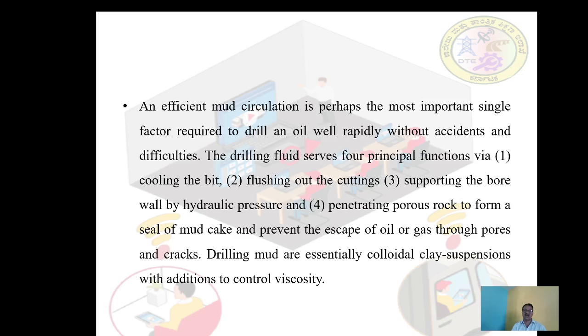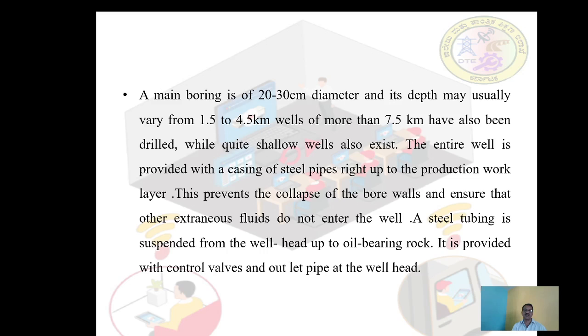Drilling muds are essentially colloidal clay suspensions with additions to control viscosity. A main boring is of 20 to 30 centimeter diameter and its depth may usually vary from 1.5 to 4.5 kilometers. Wells of more than 7.5 kilometers have also been drilled, while quite shallow wells exist.